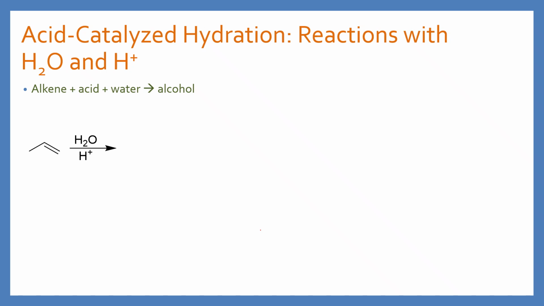So in this mechanism, it's going to start the same way that our hydrohalogenations started. We have our acid, we have an alkene. The first thing that's going to happen is the alkene gets protonated by using the pi electrons of the alkene to attack the proton. We form a carbocation. So remember, since this is a Markovnikov addition, we're going to put the proton on the least substituted carbon and the carbocation on the most substituted carbon.